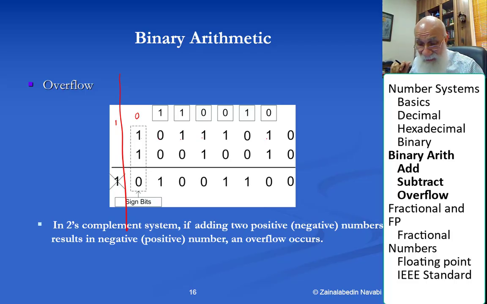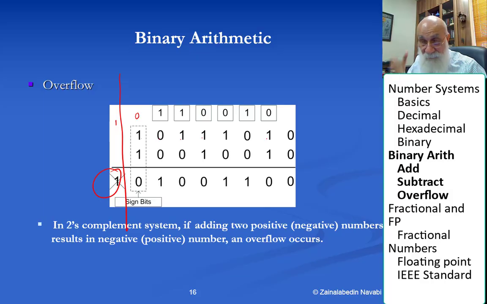But then something bad happened here. Look at the first number. Whatever it is, it is a negative number. Why? Because the sign bit is 1. Whatever the second number is, it is also a negative number. Why? Because the sign bit is 1. I'm adding 2 negative numbers, and I'm coming up with a positive number. Forget about this bit here, okay? Because we drop that bit all the time.